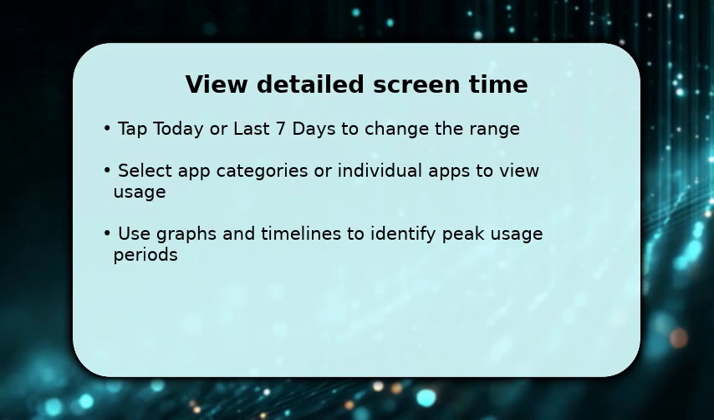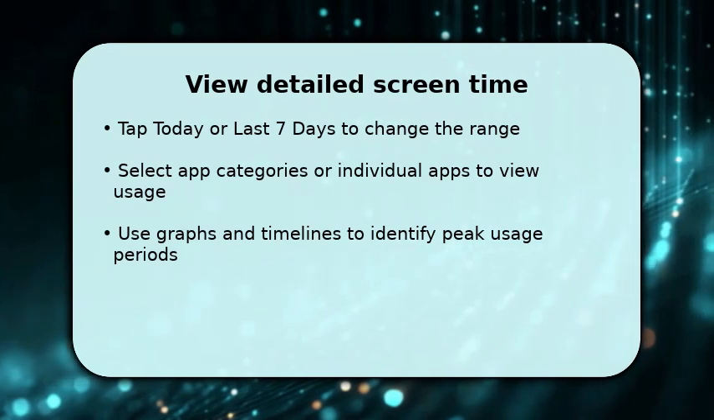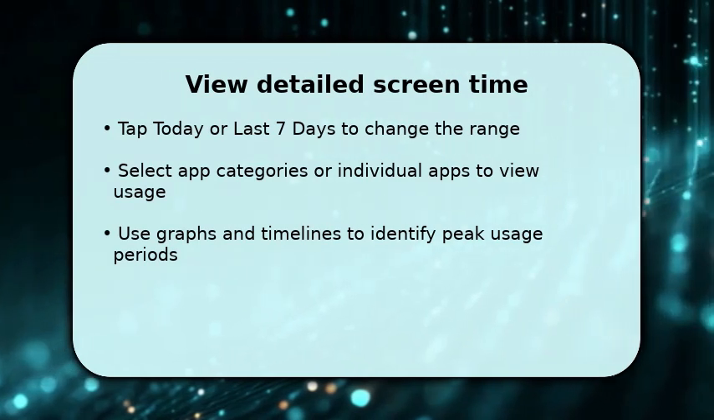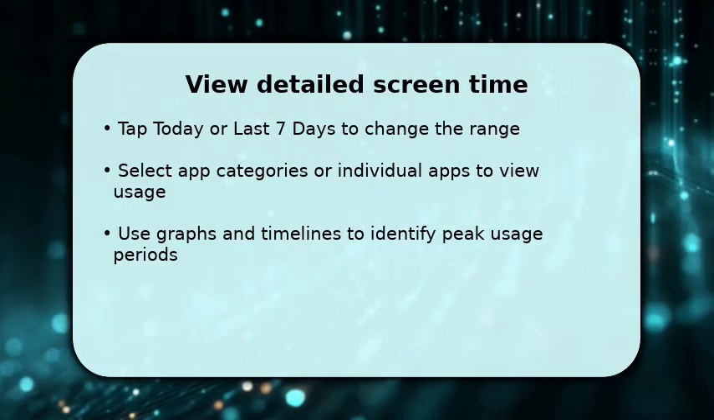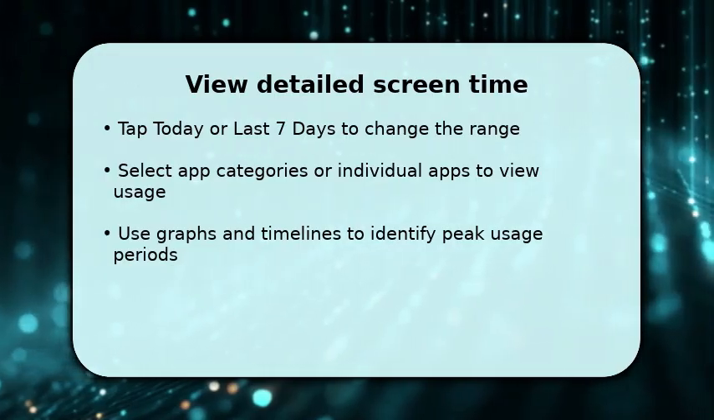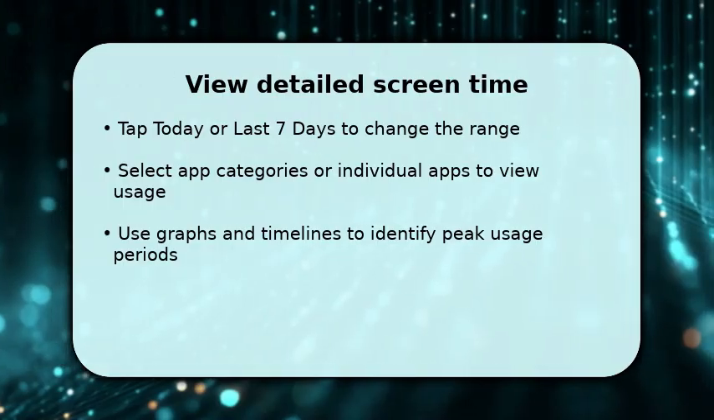You now choose the period you want to inspect, tapping today or last 7 days to compare trends. Scroll through the activity list and tap any app or category to see minutes, pickups, and notifications. This reveals how and why time is spent.